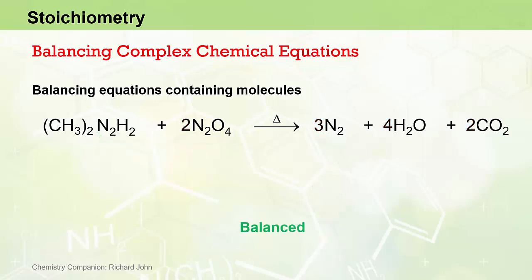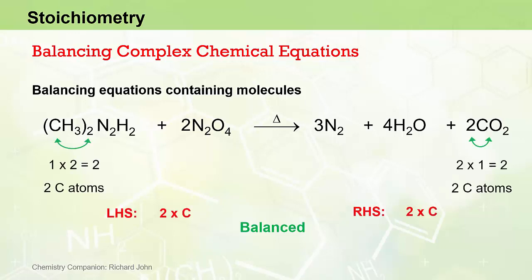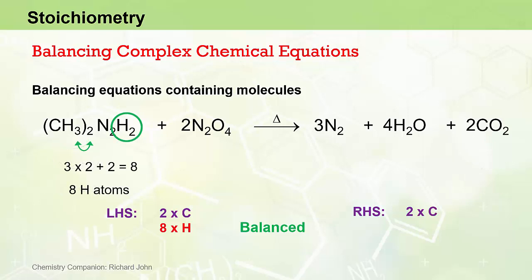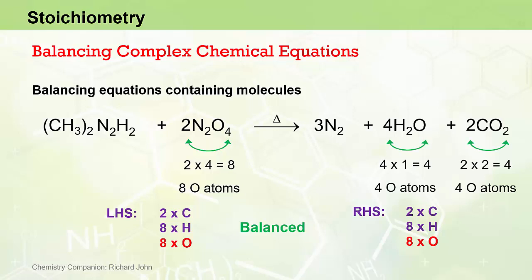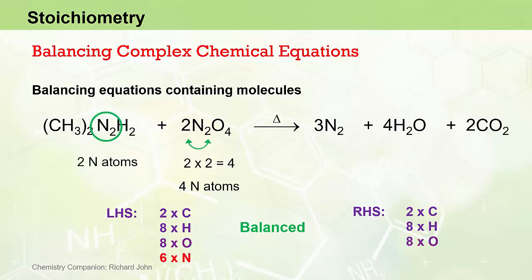So this equation is now balanced, but it's always good to do a final check. We've got 2 carbons on the left-hand side and 2 carbons on the right-hand side. We've got 8 hydrogens on the left-hand side and a total of 8 hydrogens on the right-hand side. We've got 8 oxygens on the left-hand side and a total of 4 plus 4, 8 oxygens on the right-hand side. And finally, we have 2 plus 4, which is 6 nitrogen atoms on the left-hand side and 6 nitrogen atoms on the right-hand side.